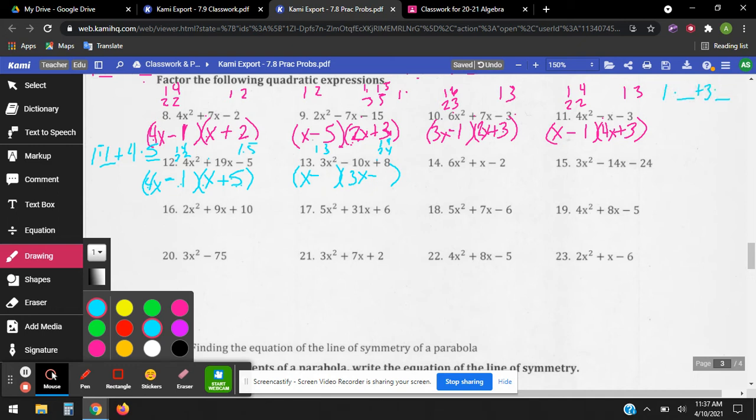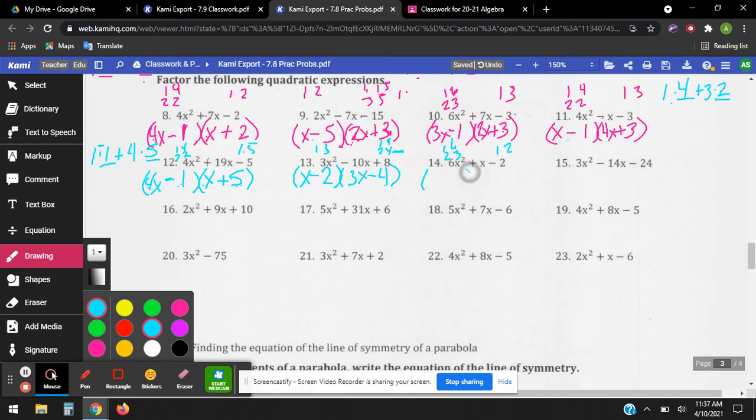Well, I know 3 times 2 is 6, and then 1 times 4, if I use this one, then 4 plus 6 is 10. So I need the 1 times the 4 and the 3 times the 2. 6, 4, add them together, it's 10. There we go. All right, so this one, 1 and 2, 1 and 6, 2 and 3.